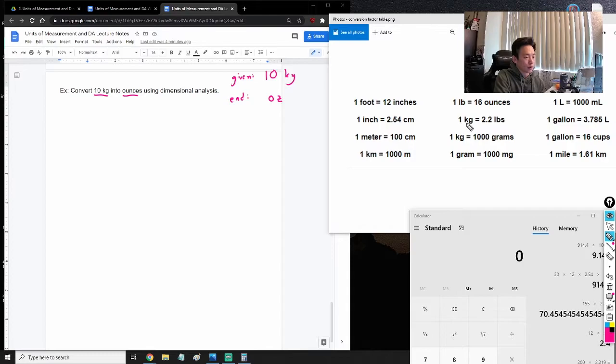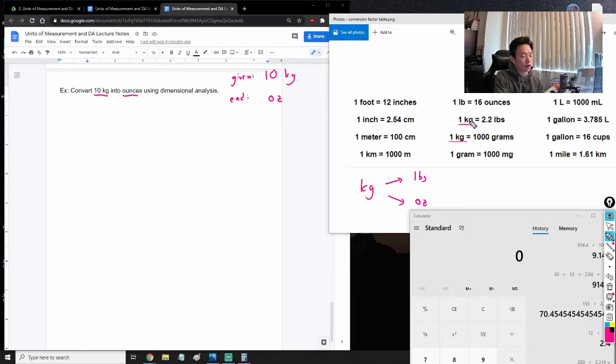Okay, so that means we're going to go to our chart right here and look for kilograms and ounces. So let's look for kilograms first. I have kilograms here, and I have kilograms here. So here we have the option to turn kilograms into pounds, or we can turn kilograms into ounces. It doesn't look like we have anything that could turn kilograms directly to ounces, so we're going to assume that we're going to have to do multiple fractions.